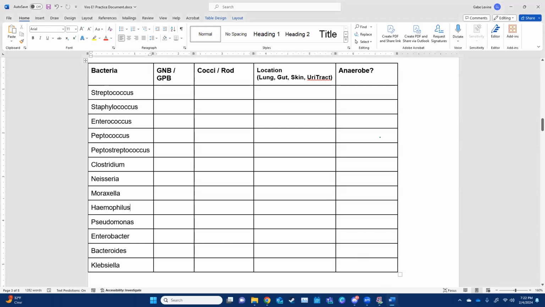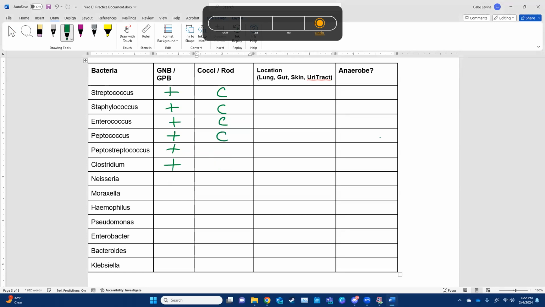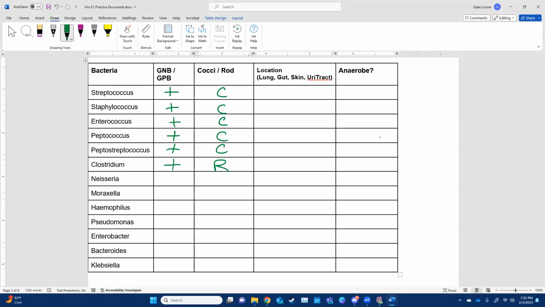All right. So in terms of our chart here, gram positive all the way down. Cocci, and the only rod is Clostridium, and then the only anaerobes are Peptococcus, Peptostrepto, and Clostridium. Might actually be better. Let's fill out this chart. This is, I think, a better way of organizing the material.